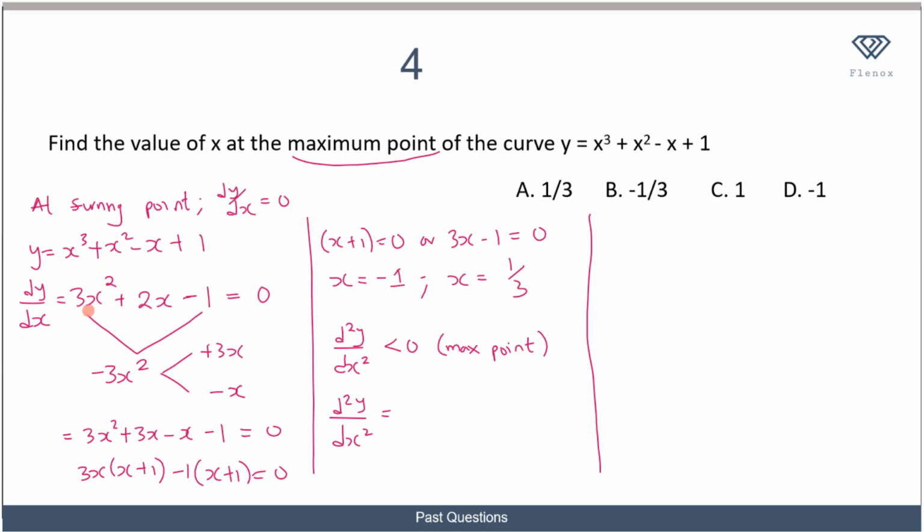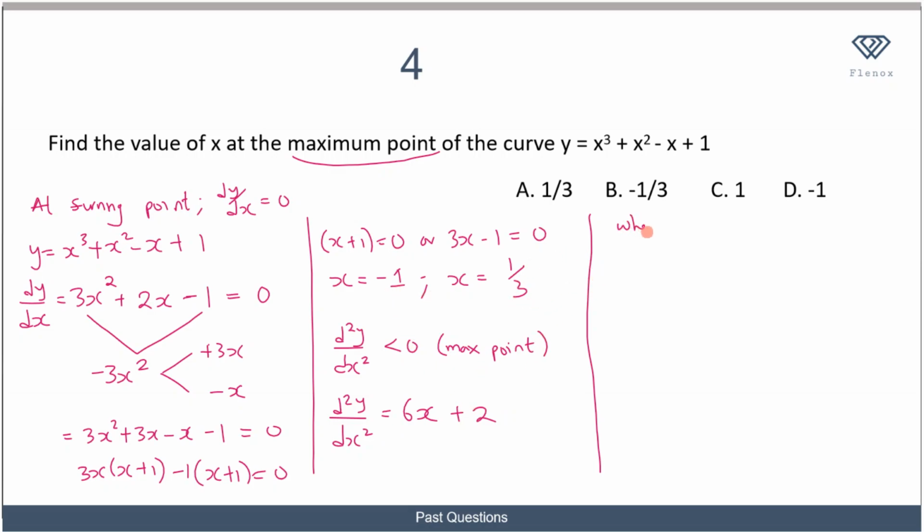So d squared y over dx squared will be equal to what? When I bring 2 down, I have 3 times 2, which gives me 6. Then x to the power 2 minus 1 gives me 1. Then plus 2x, when I differentiate 2x, I get 2. And minus 1 becomes 0. So d squared y over dx squared is equal to 6x plus 2. So let's test out our two values of x.